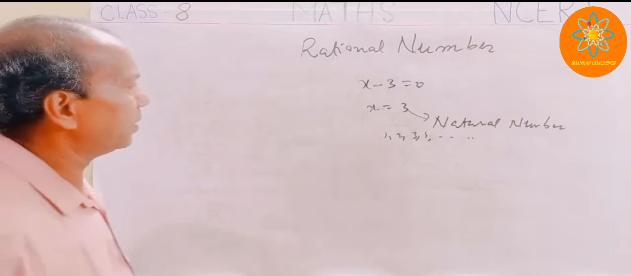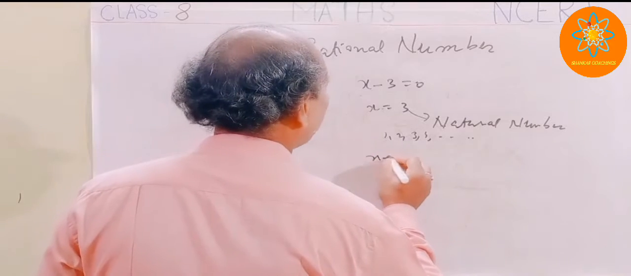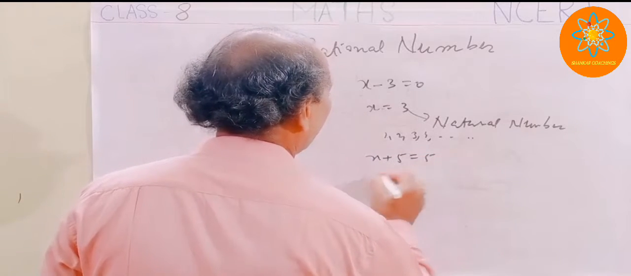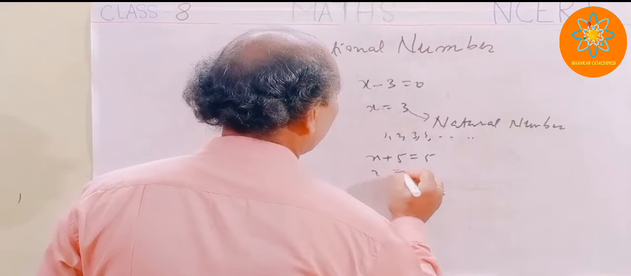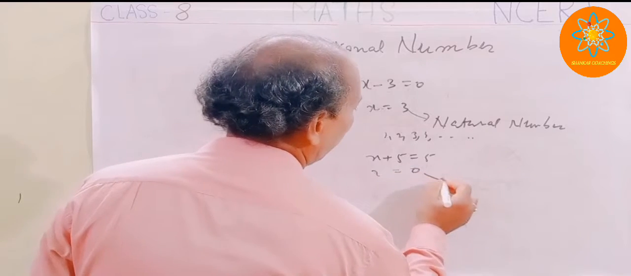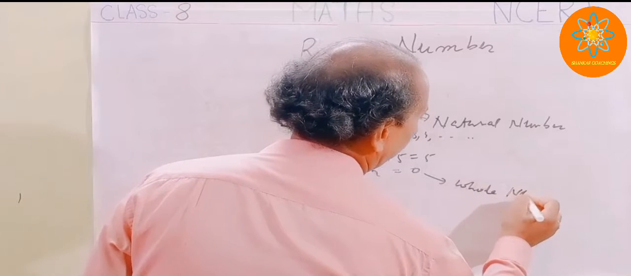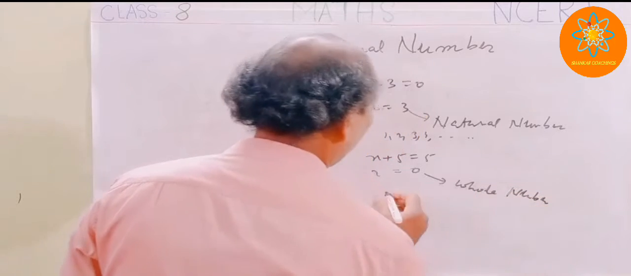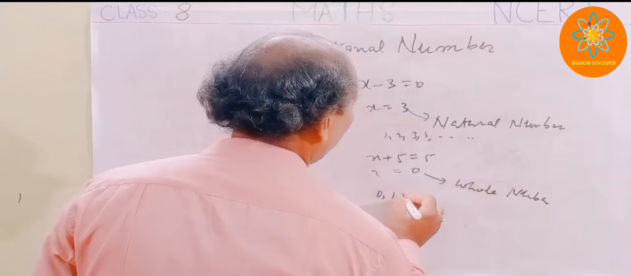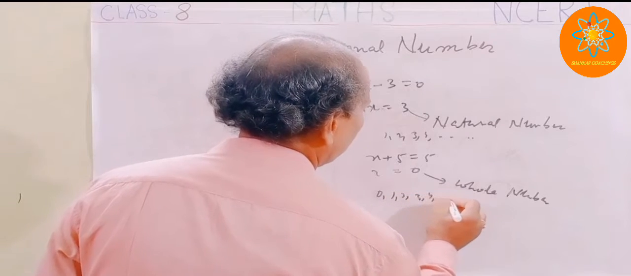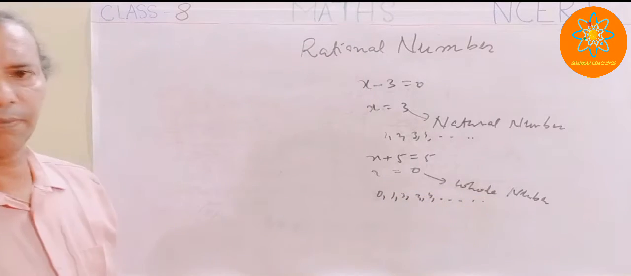Similarly, let's suppose x plus 5 is equal to 5. So your x is equal to 0. 0 is nothing but it is the whole number. This is whole number. So 0, 1, 2, 3, 4. This is nothing but this is the whole number.